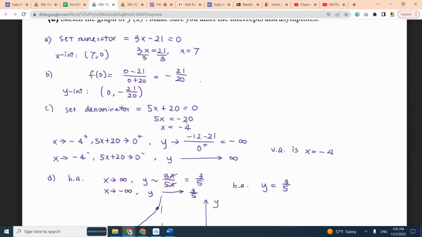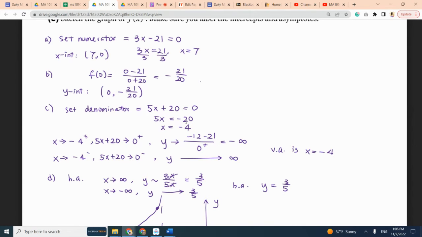Okay. And part D, horizontal asymptote. Oh, yes? If I put a decimal for negative 21 over 20, is it okay? Or is that wrong? What do you mean? Oh, yes, that's correct. Mm-hmm. Yeah.